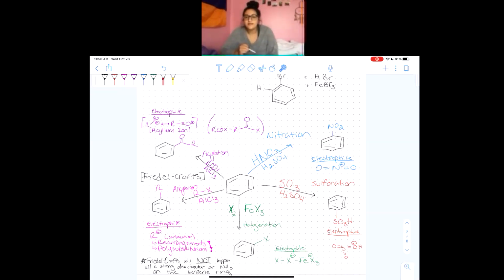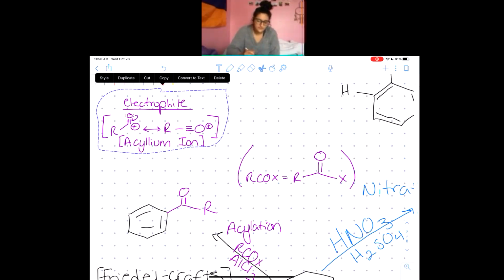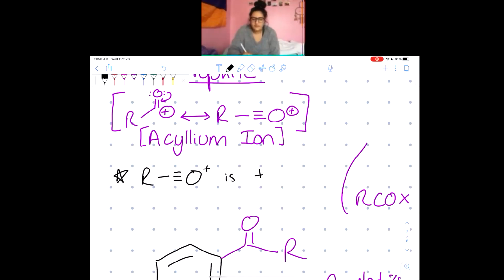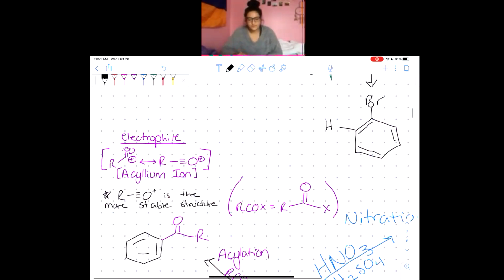And then someone asked, which one is the more stable acylium ion and or resonance structure of the acylium ion. So I will just move this a little bit, and I will make a note underneath. So this is the more stable structure. And that is because oxygen is holding the charge.